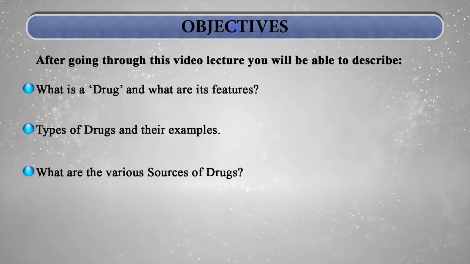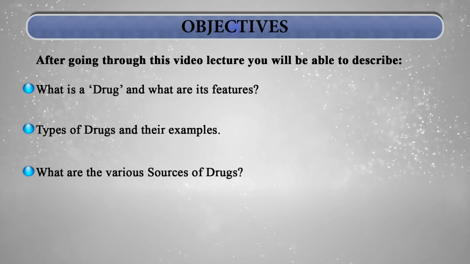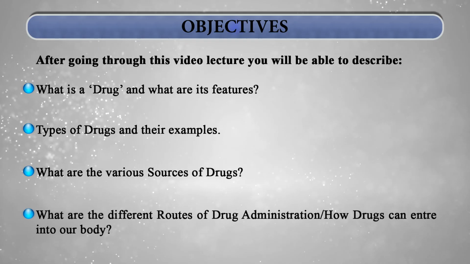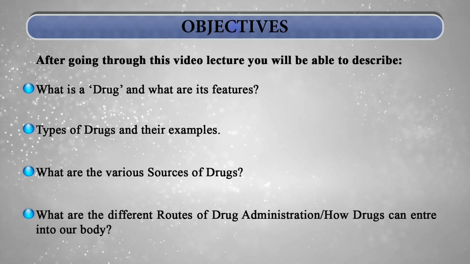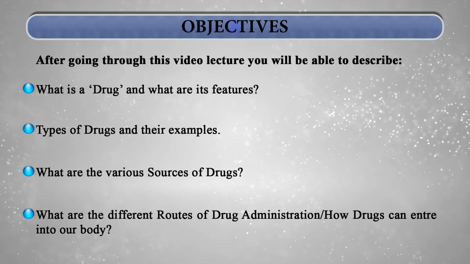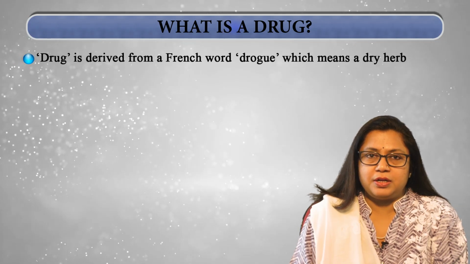Also, we will be learning about the various sources of drugs and the various different routes of drug administration, meaning how the drug enters into our body. We will also learn about the different types and the various examples of drugs. So let us begin. What is a drug?